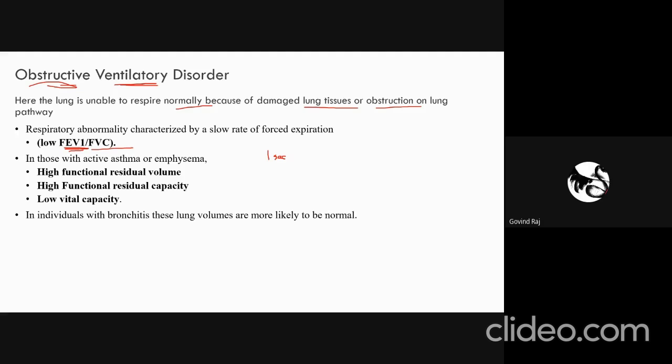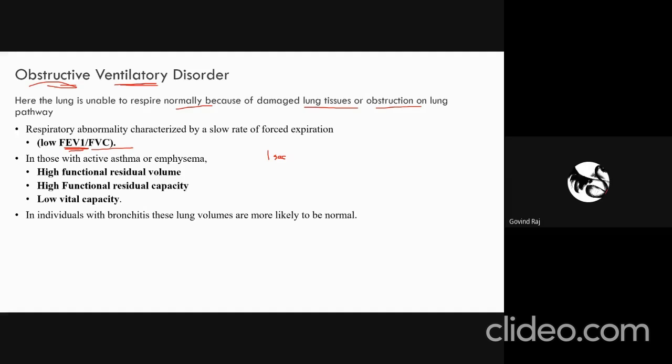In a normal person, while inspiring and expiring air, only a small amount of air will be trapped inside the lungs. Not trapped, like it is occupying the lungs. So the next point is that the asthmatic patient or emphysema patient will have high functional residual capacity. It is the same idea. And then they will have low vital capacity. Low vital capacity is because of their inability to respire normally.